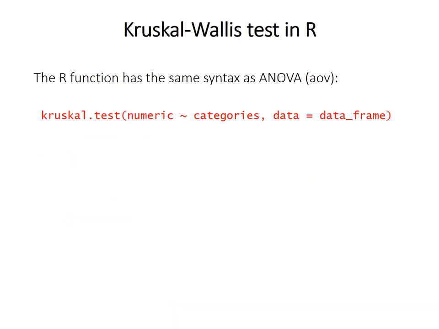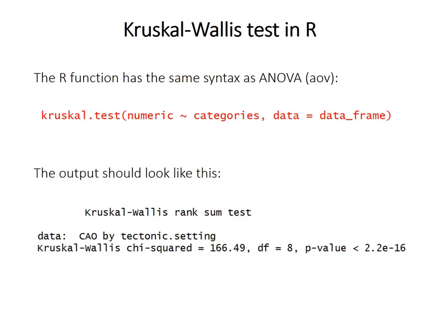So our syntax for the Kruskal-Wallis test is basically the same as ANOVA. The function is called kruskal.test, and you enter the column name that contains your numeric data and the column name that contains the categorical grouping factors as a formula with the little tilde symbol, meaning like as a function of. So we want to know, do the numeric data vary as a function of the category that they're in? And just the column names are required here. You don't need a dollar sign or anything like that, because you can specify the data frame name with the data equals part of the function call. So the output will give you the H statistic, which is called the Kruskal-Wallis chi-squared here. It gives you the degrees of freedom, and it gives you the p-value.